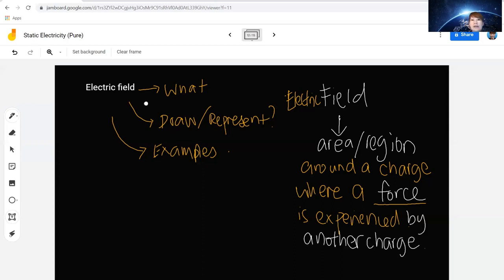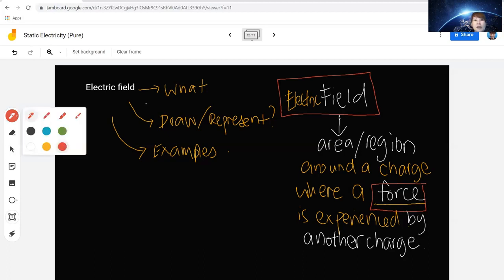So this means that whenever we talk about electric field, magnetic field, gravitational field, it is always trying to tell you that in this area or in this region that's surrounding this charge, there will be a force that will be experienced by a fellow charge. Okay, so let's give you an example.